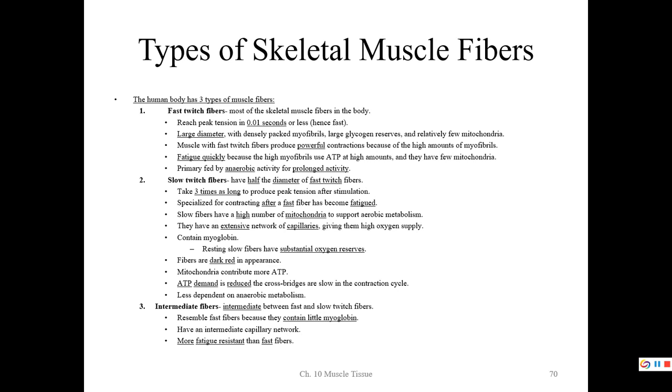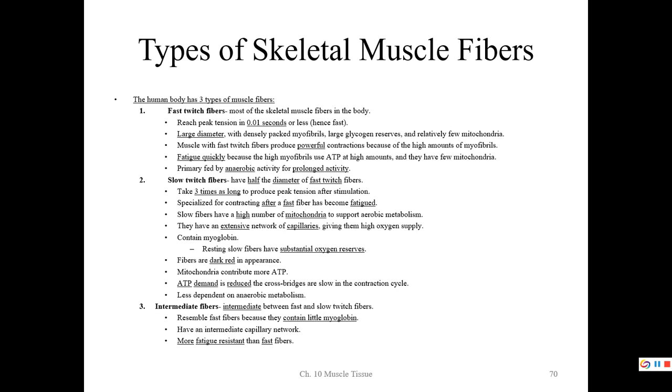So the muscles that are fast twitch produce powerful contractions because they have myofibrils, but fast twitch fibers get tired fast. They wear out fast because they don't have many mitochondria. They have all those myofibrils, so they use a high amount of ATP, but they don't have much mitochondria to make ATP, and so they use anaerobic activity for prolonged activity, which is not very effective.